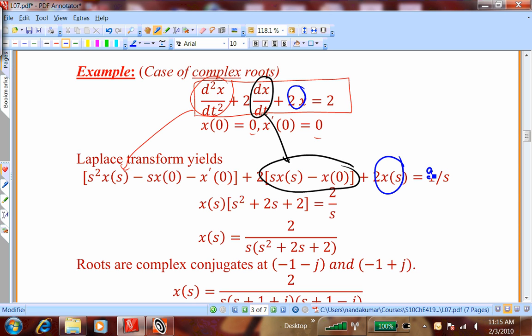The next step is fine. The next step is to input the initial conditions. So this is 0 in this case, this is 0, and this is 0. Initial conditions are simple. So what you get is X of s times s squared, which is this term, and then 2s, which is this term, and then 2, which is this term. So it's easy to solve. So X of s, the solution in the Laplace domain, is simply 2 divided by s times (s squared plus 2s plus 2).